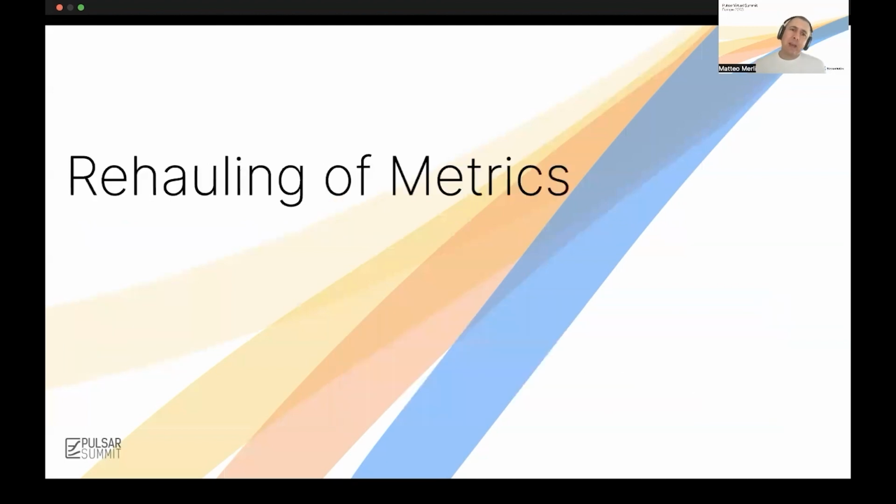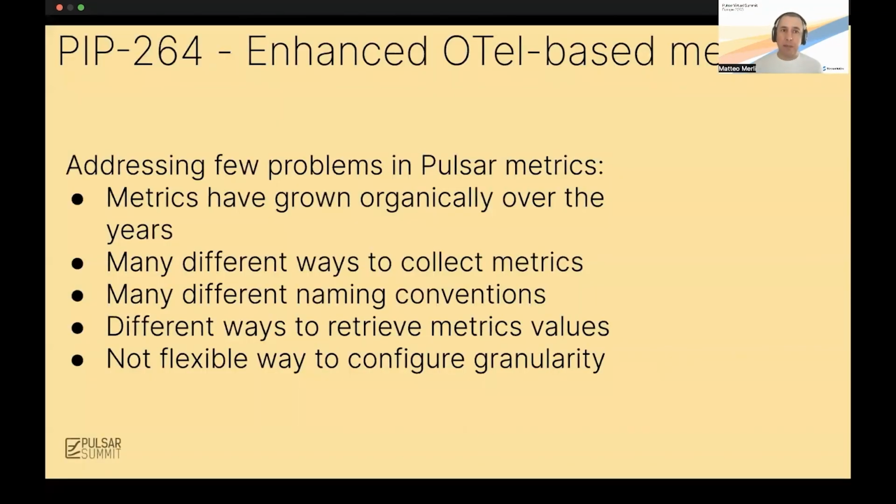And apart from this, we also put a lot of thought into the metrics in Pulsar in the past year, and we came out with PIP 264 to enhance OpenTelemetry-based metrics.